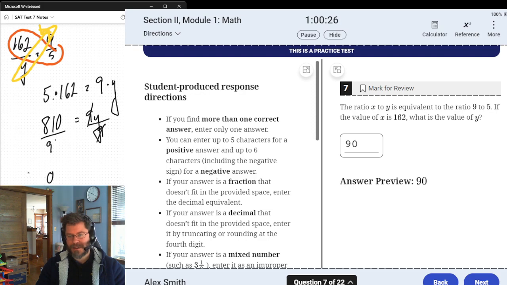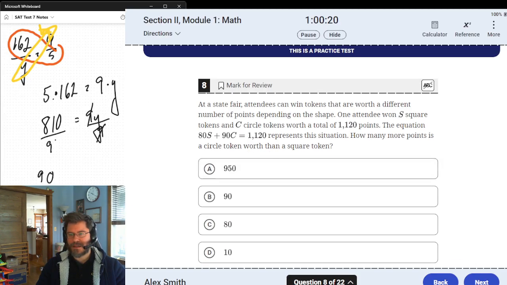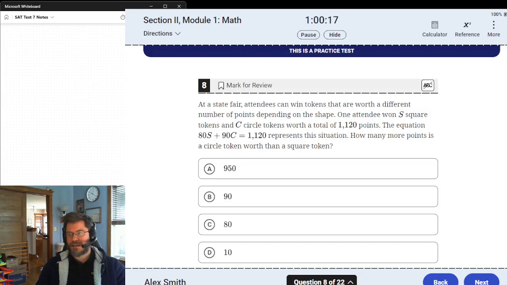Only 1 cup of coffee today. 90 is our final answer when you divide that out. Just a little basic algebra for the day. All right, we got another paragraph question here.